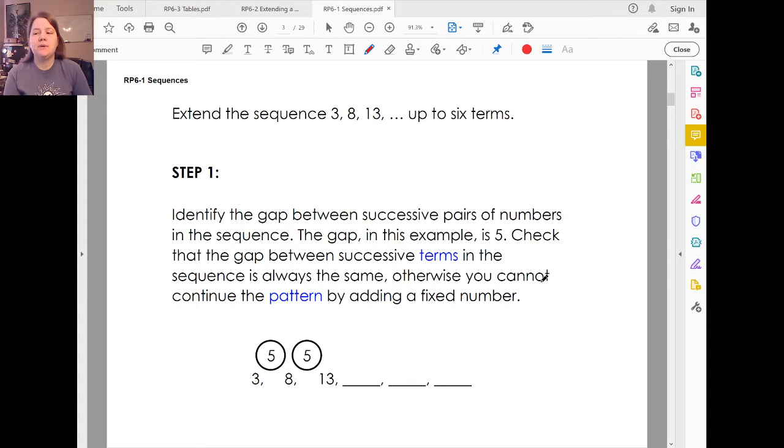So if we're asked to extend a sequence up to so many terms, the first thing we need to do is figure out the gap between pairs of numbers. So if we see from 3 to 8 to 13, we can see that that's changing by 5 each time. These are the terms, the 3, the 8, the 13, and then the 3 blanks that we have.